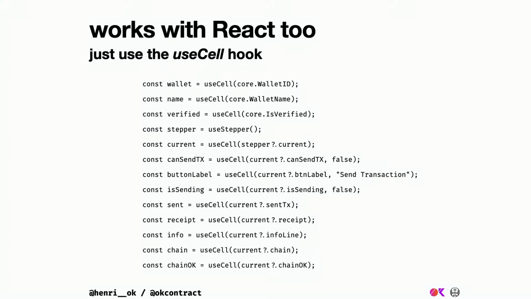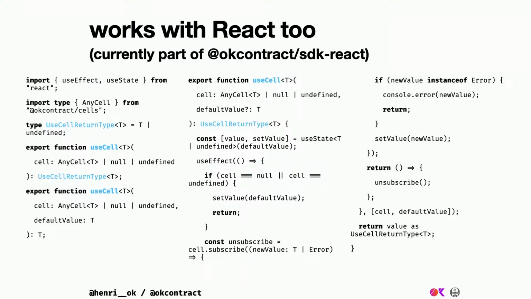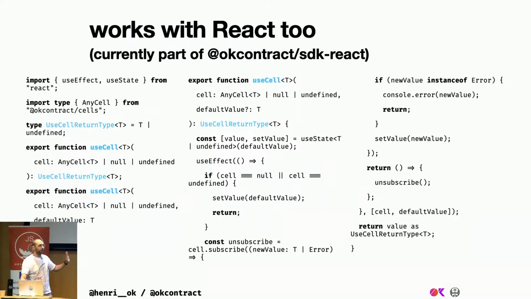Basically, you define your cells and you use whatever cells you want to present in your interface. You can omit the intermediary cells. The intermediary computations, you can just leave them to cells and not show them in your React UI. And this is the complete implementation of the use cell hook.